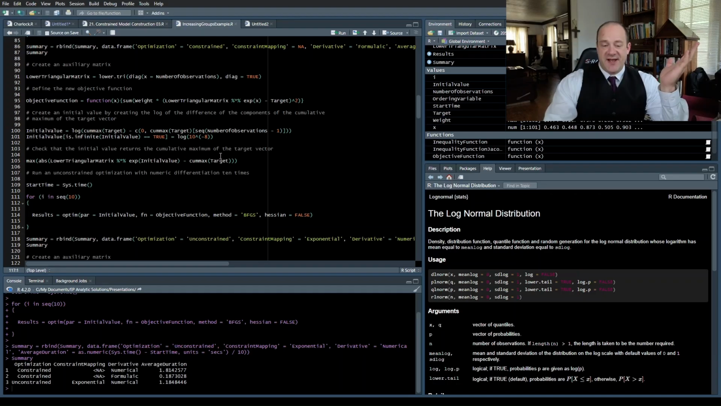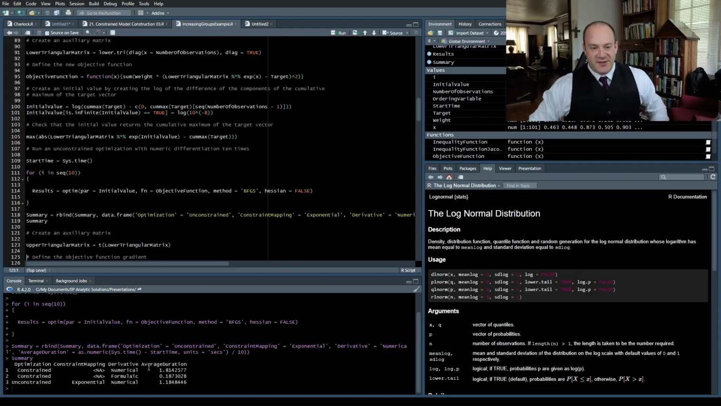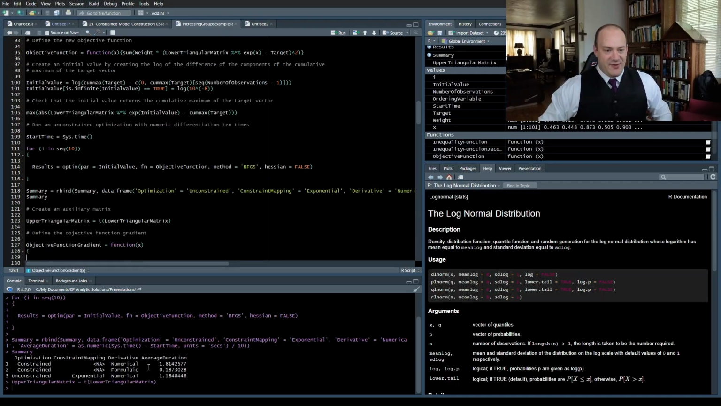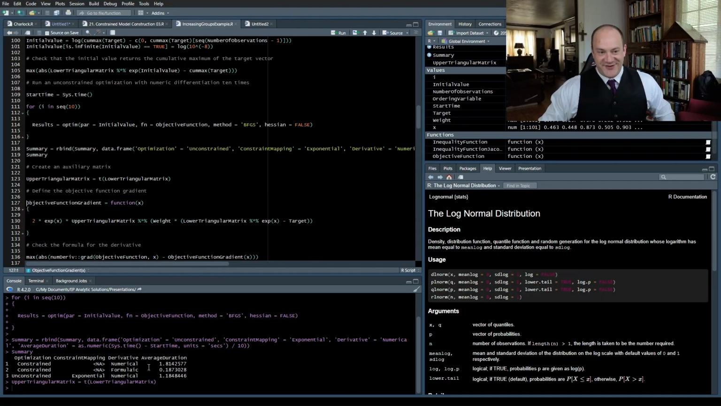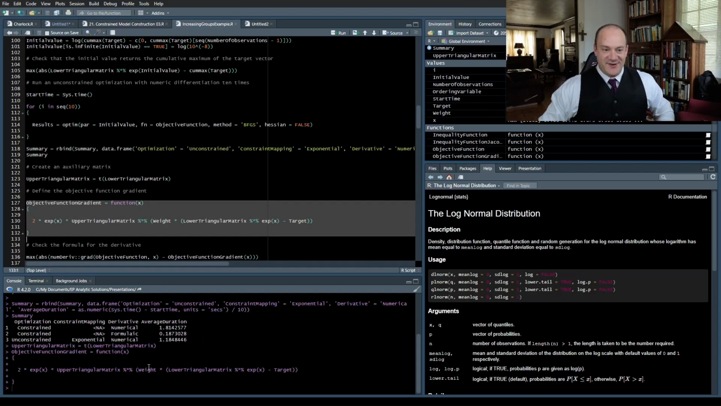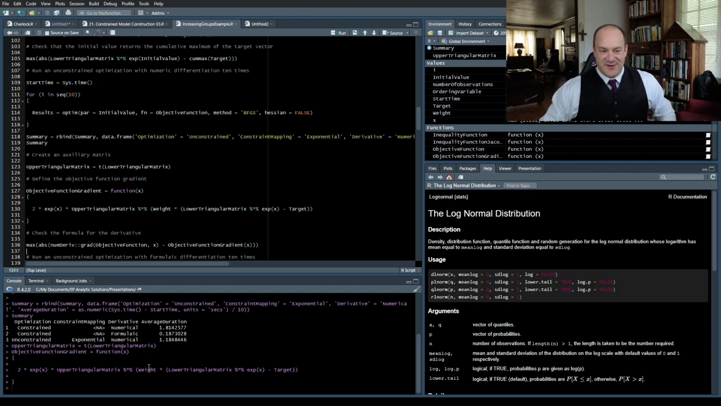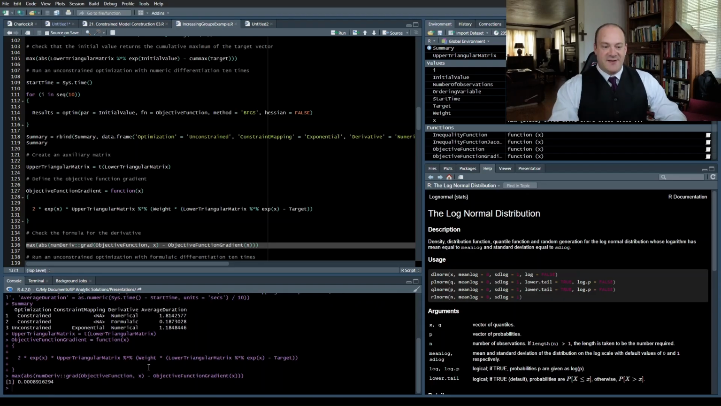Better than the constrained optimization problem, but not nearly as good as the constrained optimization problem with analytic derivatives, with formulaic derivatives. Okay, fine. Well, we're going to create another auxiliary matrix, an upper triangular matrix. Why are we doing that? Well, because we're going to create the gradient of our new objective function. That's why we're doing that. And again, we're feeling kind of fragile about our differentiation skills, so we're going to compare that against numeric differentiation.